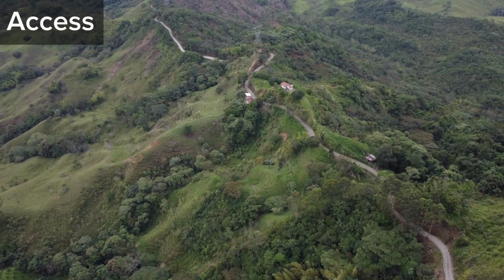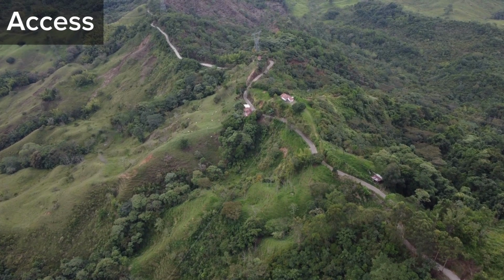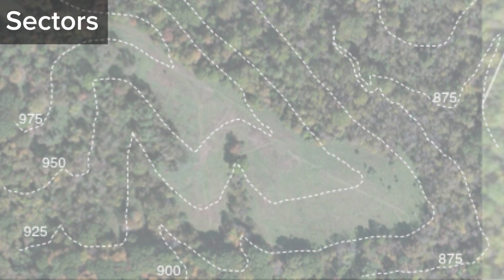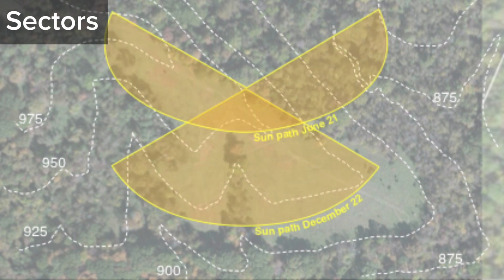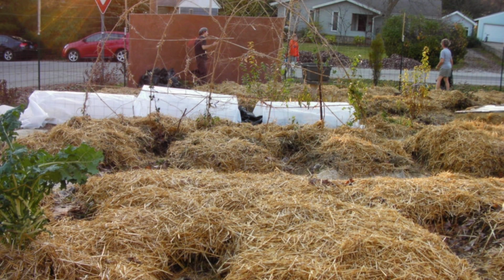Next comes access. We build roads or paths on ridgelines or above and parallel to the swales. This helps gather water without washouts. Now it's time to map out the sectors, or directional flows in the landscape. These include sunlight, wind, and seasonal flood or fire risk. We then build or plant to capture or divert these flows as needed.